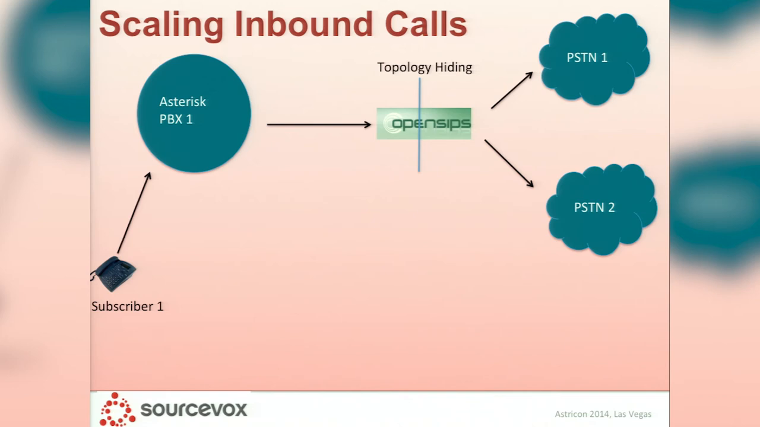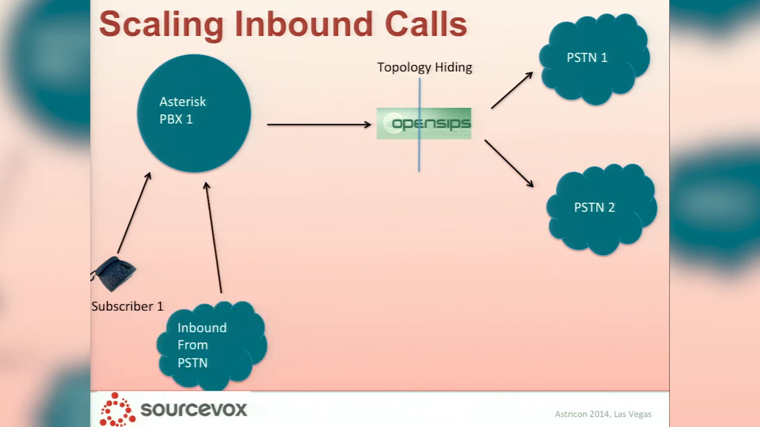Okay, so everyone's happy with this setup, and then we decide all of a sudden that we're going to now take calls inbound from the PSTN into our Asterisk box, which again is fine. The calls will hit Asterisk. They'll maybe route to a subscriber, they'll maybe route out to the PSTN, we do whatever we need to do with the calls. But at some point in time, you might get to a point where there's too many calls coming in for the Asterisk box to handle from the PSTN. And what you need to do is you need to add another Asterisk box.